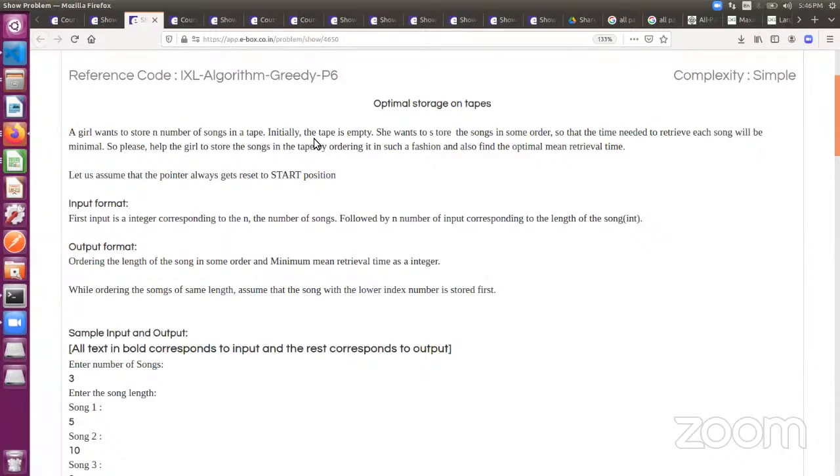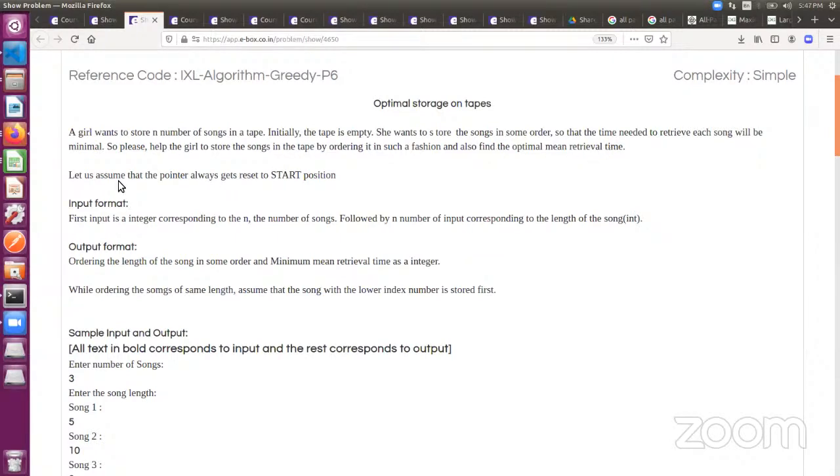Initially the tape is empty. She wants to store the songs in some order so that the time needed to retrieve each song will be minimal. Okay, retrieving a song means like you're going to the end of a particular song. So please help the girl to store the songs in the tape by ordering it in such a fashion, to meet this objective, to retrieve the songs in a minimal number of time and also find the optimal mean retrieval time.